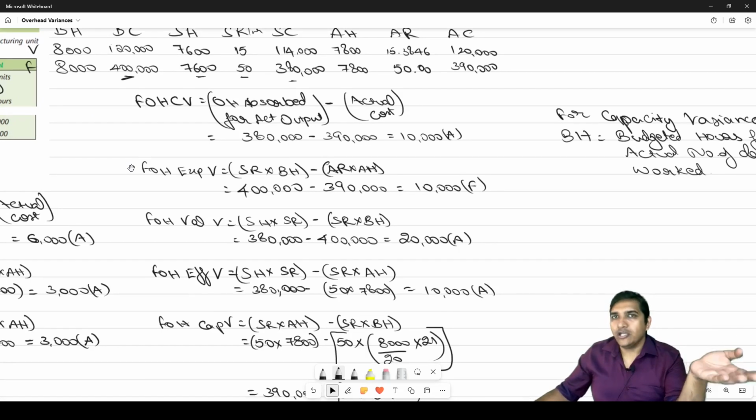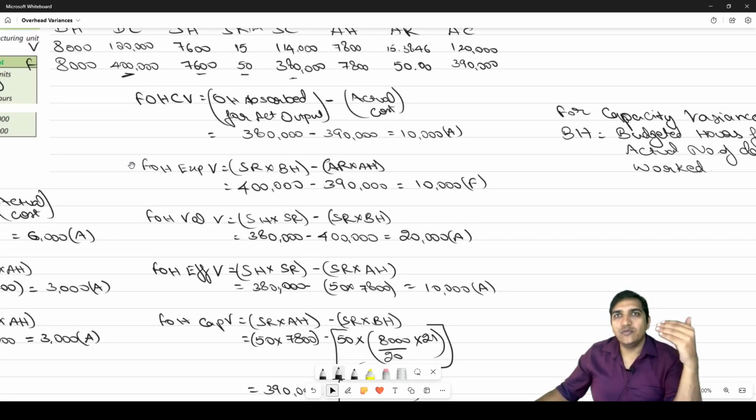Coming to our fixed overhead cost variances. Fixed overhead cost variance is 10,000. If we add our expenditure variance and volume variance, we should get fixed overhead cost variance. My expenditure is 10,000 favorable. My volume is 20,000 adverse. If we add these two, we get 10,000 adverse. Does it match with our cost variance? Yes, it does. So this is correct.